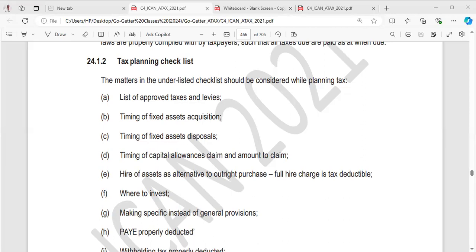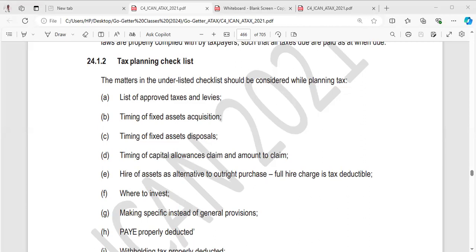These are considerations you will take. Timing of capital allowance claim and the amount to claim. Now, the capital allowances are also important. You are taking advantage of initial allowance, you also take advantage of annual allowance, then you have the investment allowance. Although in the 2024 year of assessment, I think some part of this year of assessment, the investment allowance is abolished. But that's not for your exam because it's not being tested now. So you need to time how much capital allowance to claim, and then the amount to claim.